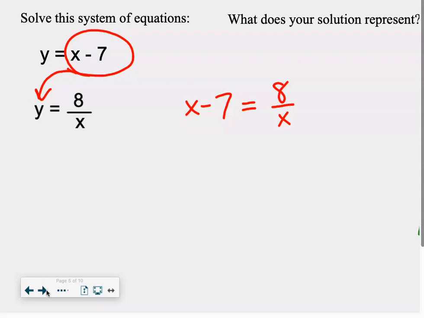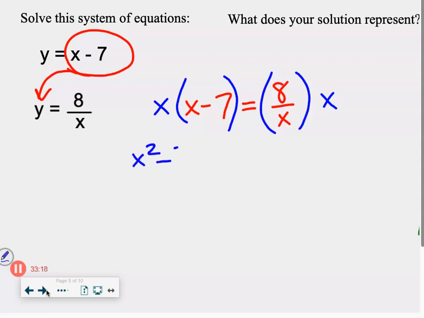When I multiply both sides by x, do I just pick which terms I want to multiply it by? No, it's all or nothing. I've got to multiply the whole side. So what's on the left side? What are we left with when we multiply the left side by x? Very good. What are we left with on the right side?